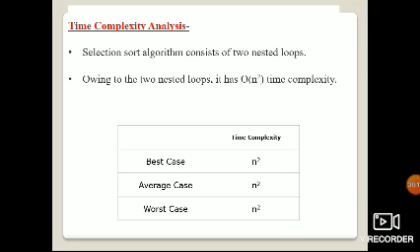For the time complexity analysis, the selection sort algorithm consists of only two nested loops. Owing to the two nested loops, it has O of n square complexity. So see here, in the best case the notation is big O of n square, because we are taking two nested loops. Average case O of n square, worst case O of n square.